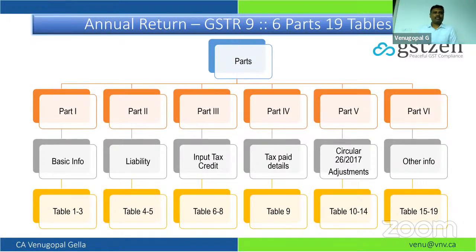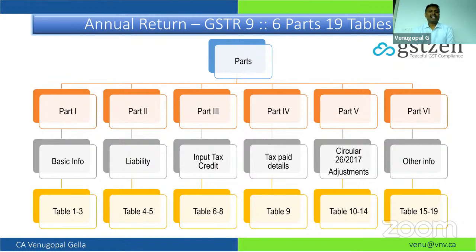Looking at the structure, the form is divided into 6 parts, part 1 to part 6. Very beautifully drafted form. Part 1 is the basic information. Part 2 talks about liability, table 4 and table 5. Part 3, input tax credit, table 6, 7 and 8. 6 is credit availed, 7 is credit reversed, 8 is reconciliation with 2A. Please note it is a reconciliation with 2A and not 2B. So availment is as per 2B, but table 8 is a reconciliation with GSTR 2A.